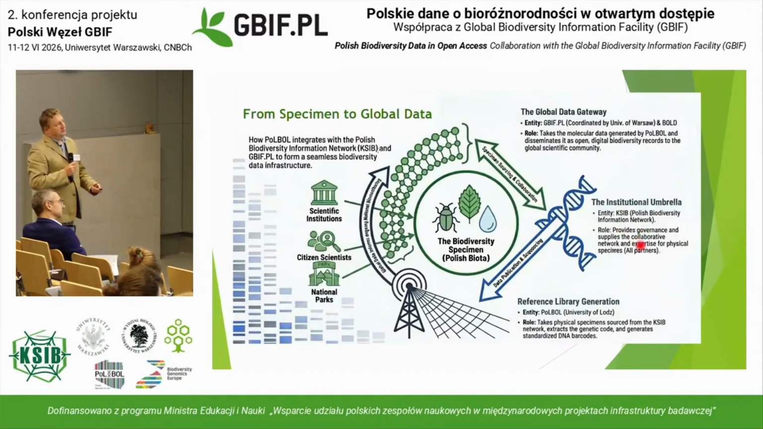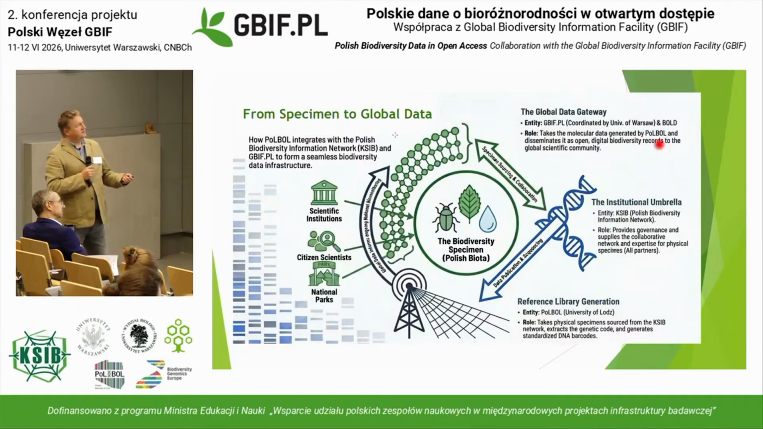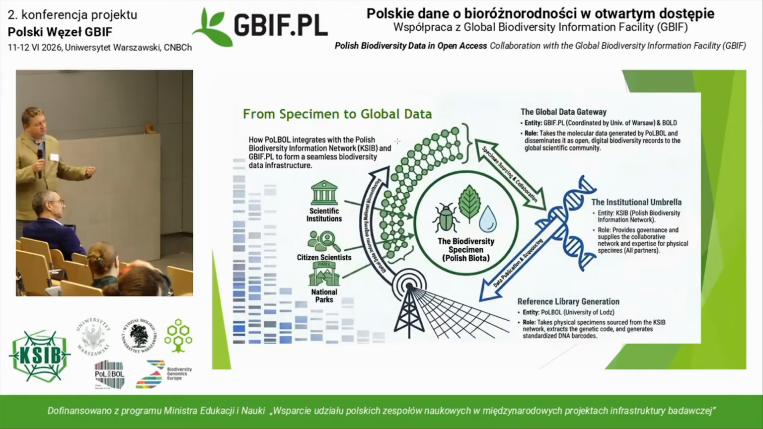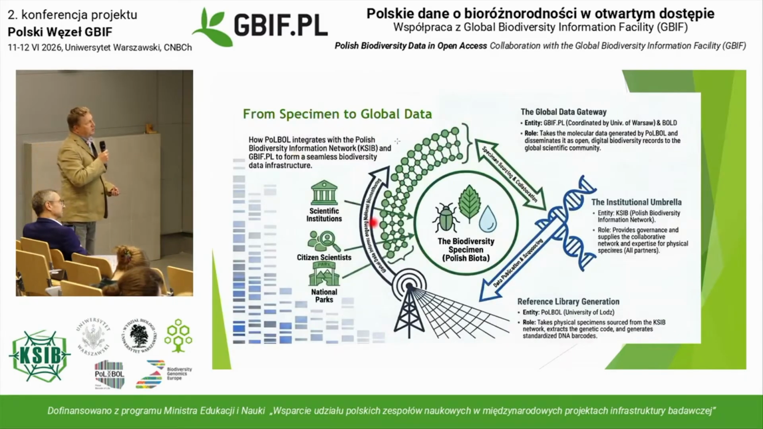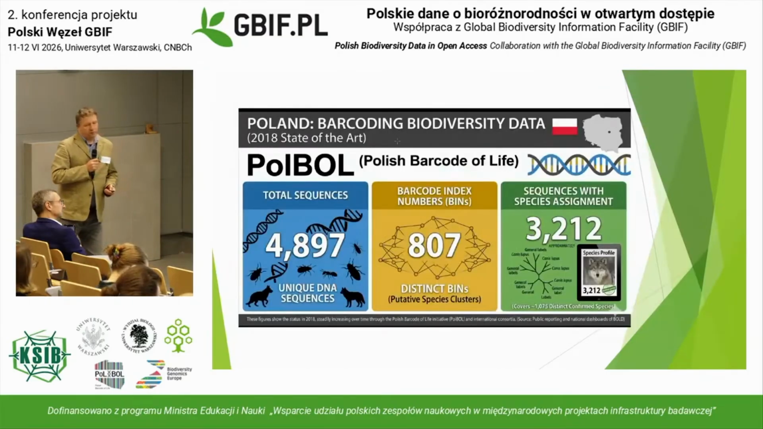That's our, let's say, institutional route. And then this way also GBIF. We get the data and help, and the network is mostly scientific institutions, but also protected areas like national parks and citizen scientists, which are a wonderful group of people to work with.